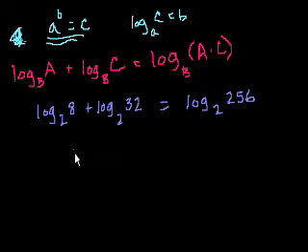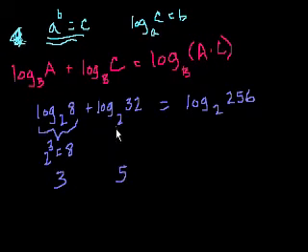Let's see if that's true. This really isn't a proof, but it'll give you a little bit of intuition for what's going on here. So we just use this little property that I presented to you and see if it works out. Log base 2 of 8: 2 to what power is equal to 8? Well, 2 to the third power is equal to 8. So log base 2 of 8 is equal to 3. 2 to what power is equal to 32? 2 to the 4th power is 16, 2 to the 5th power is 32. So this is 5.